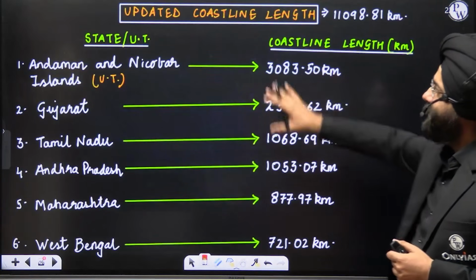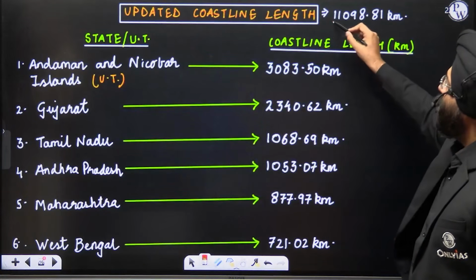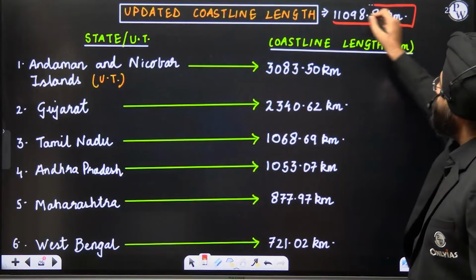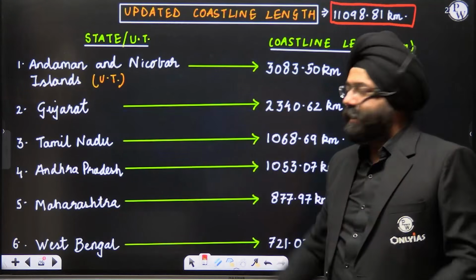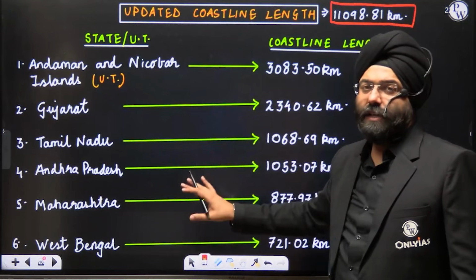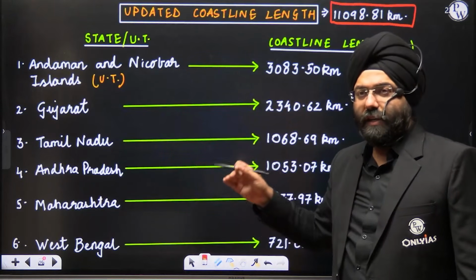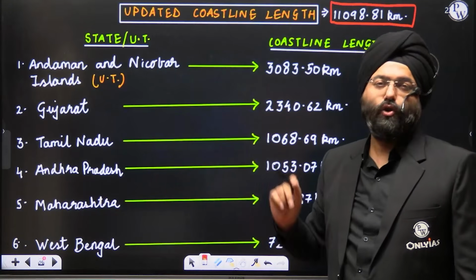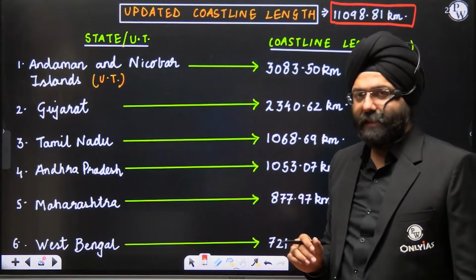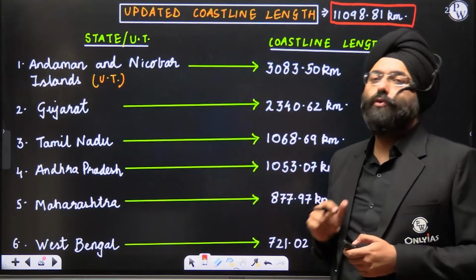This is the updated coastline length, that is 11,098.81 kilometers. Now please understand this. This is the exact data from the Government of India. Because NCERT was lagging a little behind, we have updated this. So you should also update your notes with respect to the coastline length. I will also tell you how to remember them.